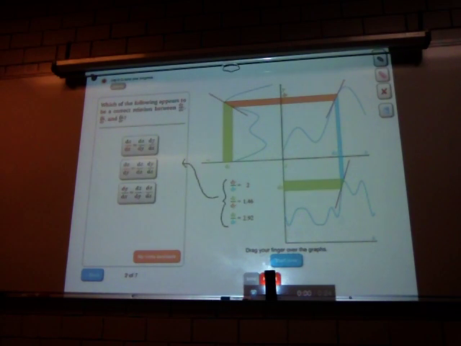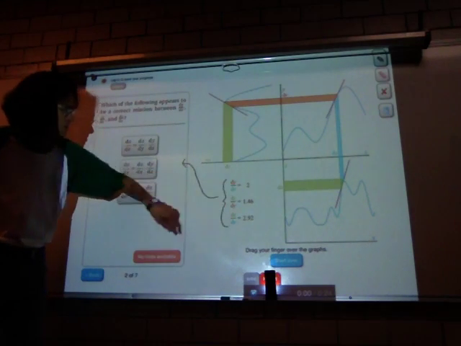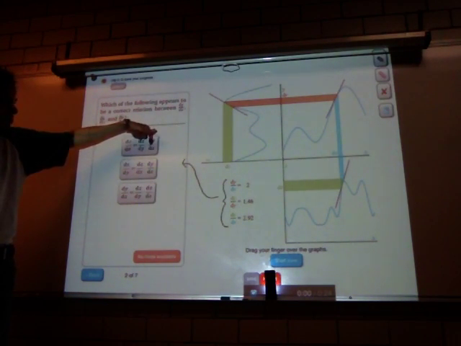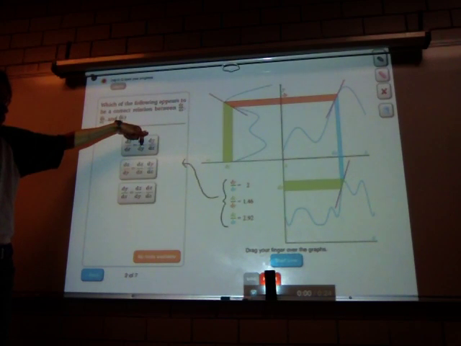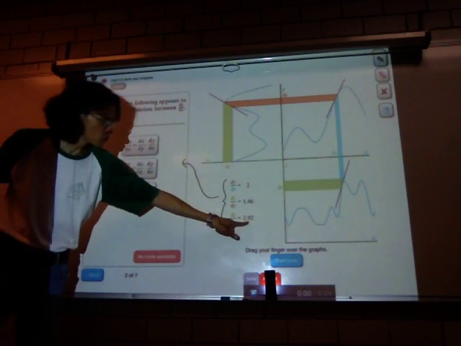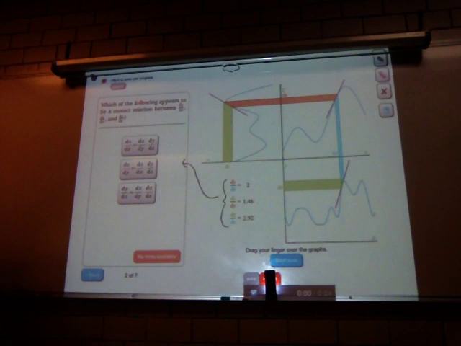A ver, dy en dx en este caso es igual a 2, dz dy es igual a 1.5. 2 por 1.5 sería igual a 3. 2.9 es igual a 3. Entonces podría ser esta.